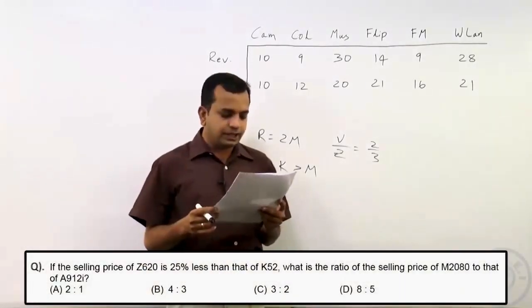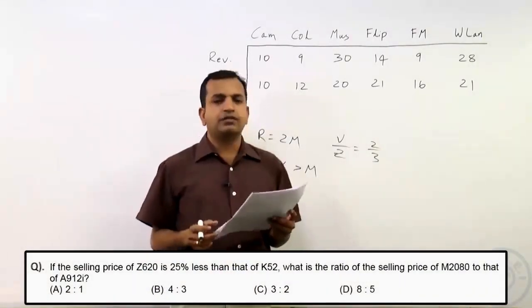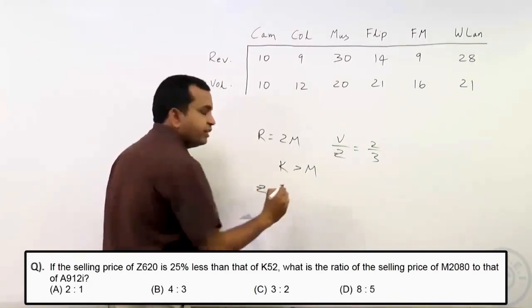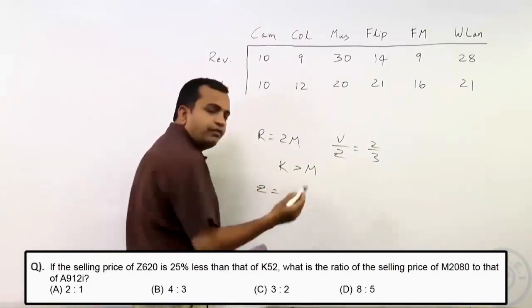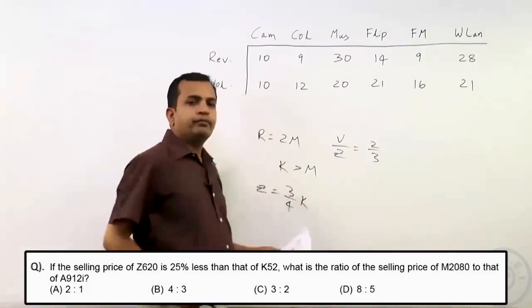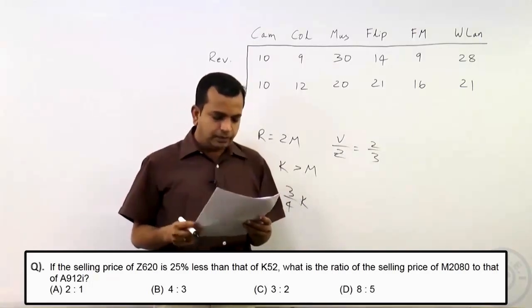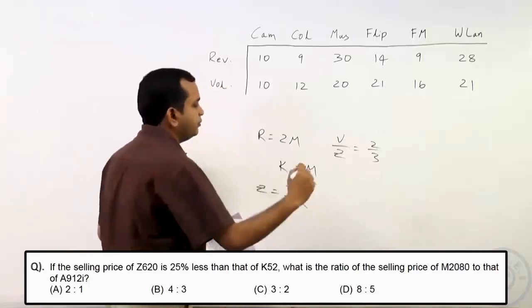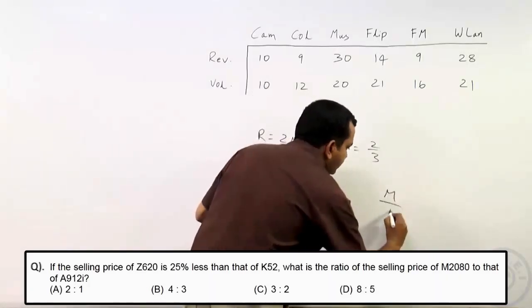The selling price of Z is 25% less than that of K, which means it is 75% of K, or 3/4 of K. This is what is given to us. And then we are being asked to find out the ratio of the selling price of M and A. We need to find out the ratio of M and A.